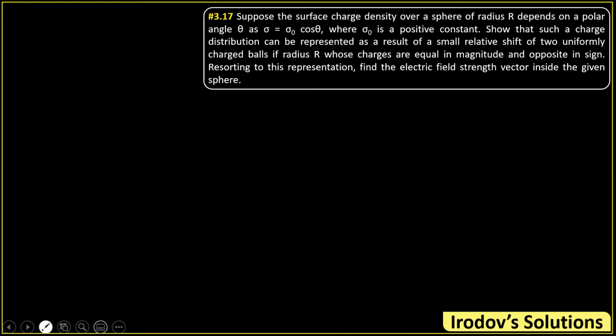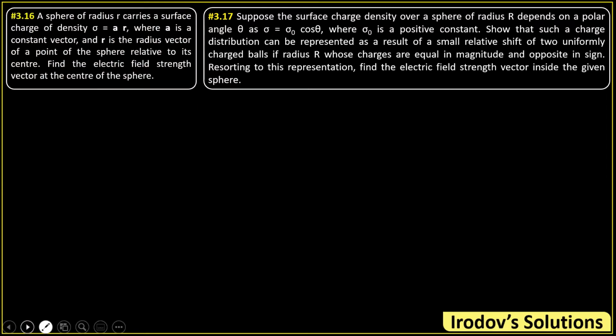So if I do the first part, that is to find the electric field of a sphere of radius r whose surface charge density is sigma naught cos theta, it is the same as question number 3.16. So let's revisit question number 3.16, which I had solved. It says that a sphere of radius r carries a surface charge density sigma equal to vector a dot r, where a is a constant vector, r is the radius vector of a point of the sphere relative to its center. Find the electric field strength at the center of the sphere.